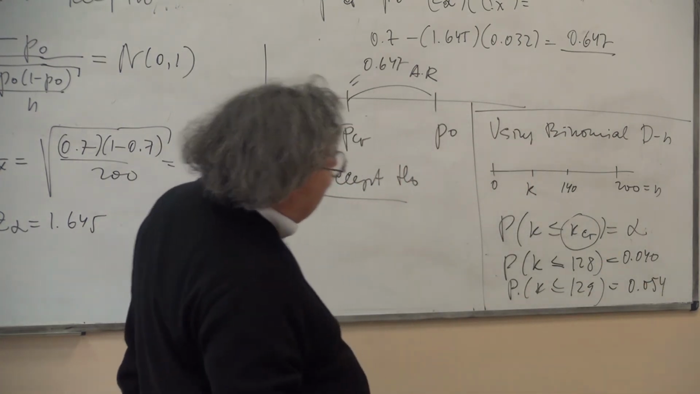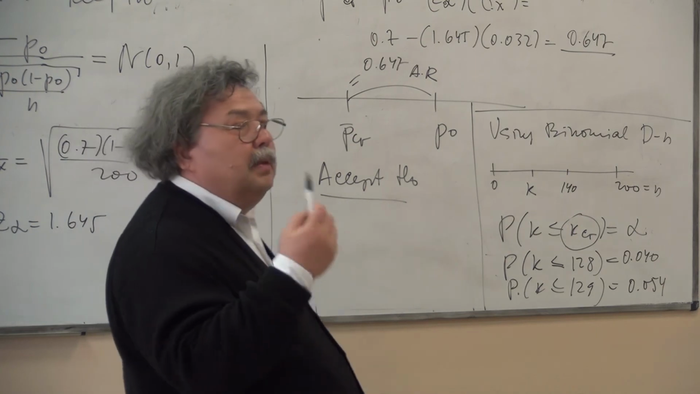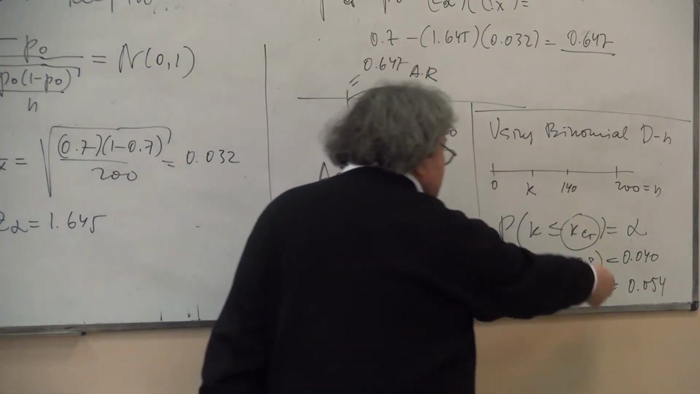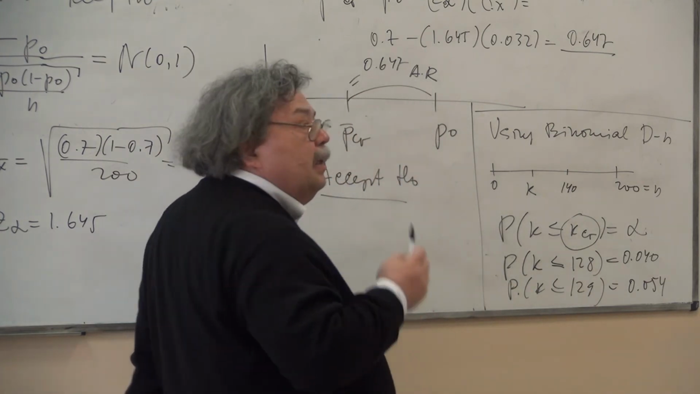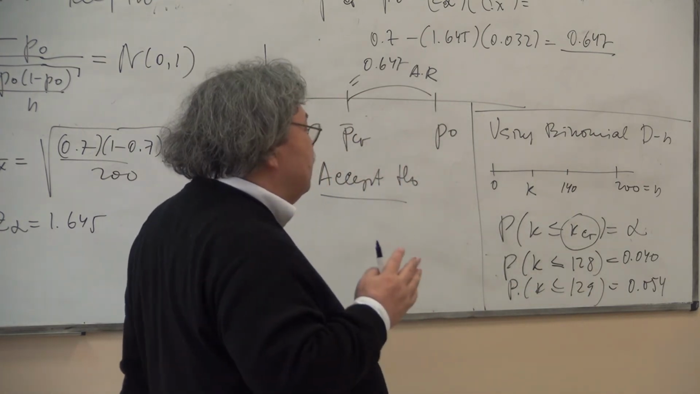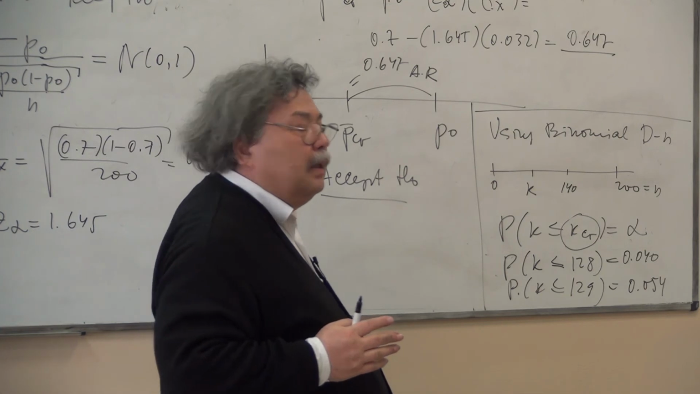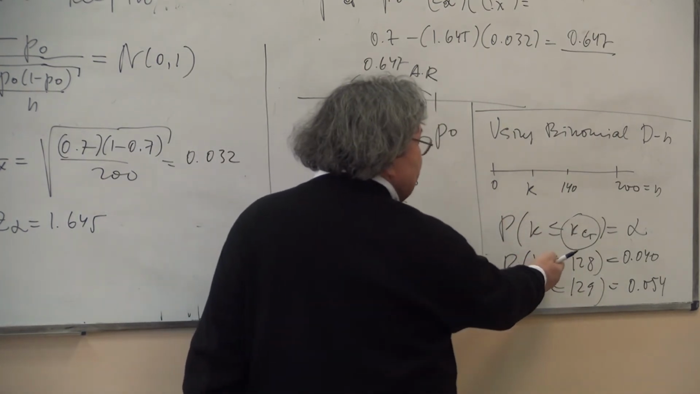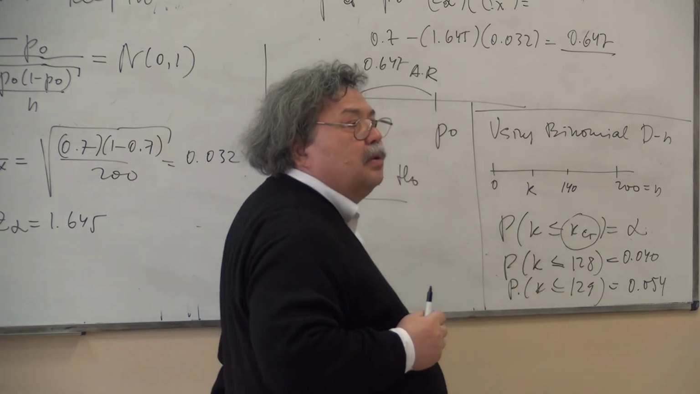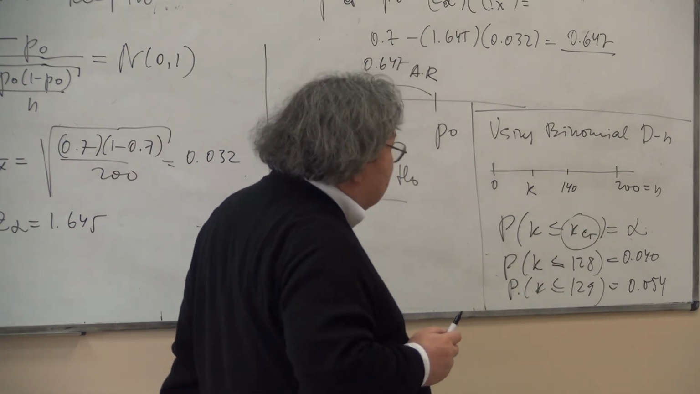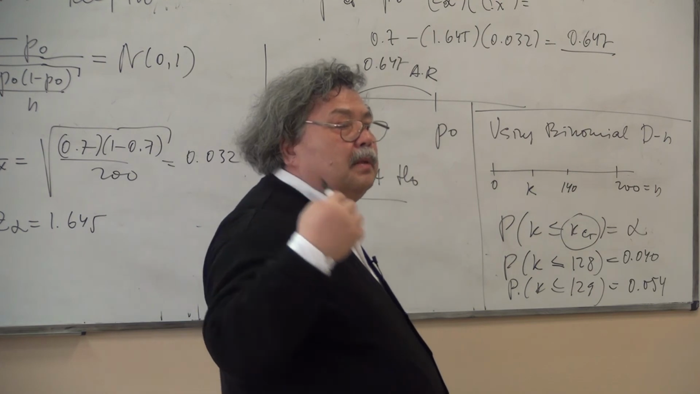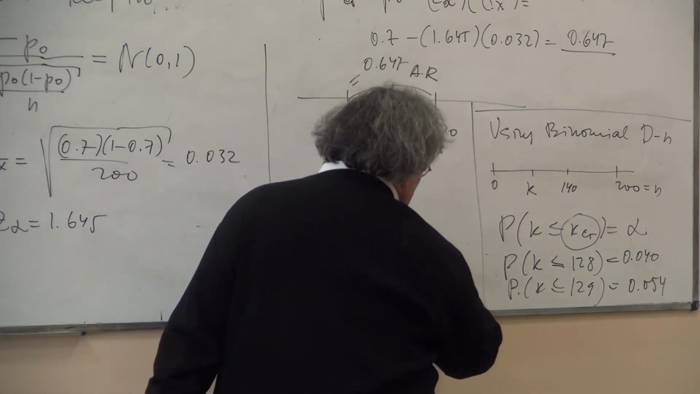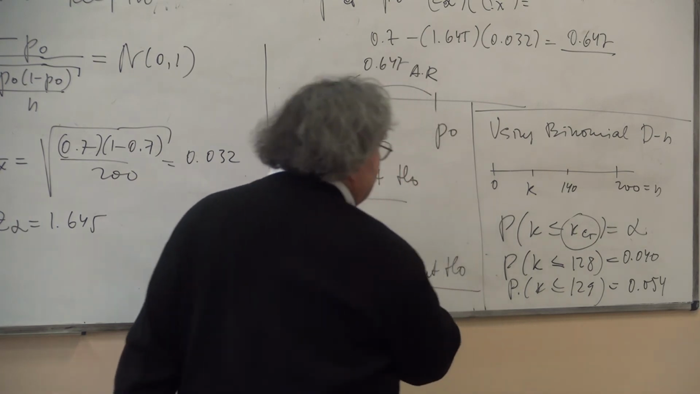Okay. Well, what I mean to say here is this: using this exact distribution gives us the same kind of answer. We are only ready to reject the null hypothesis if k is less than or equal to 129. And on this sample, it's 130. So the answer will be accept H0 here too.